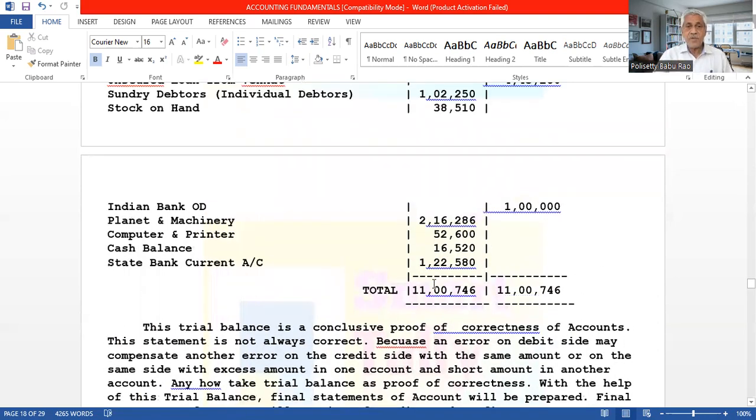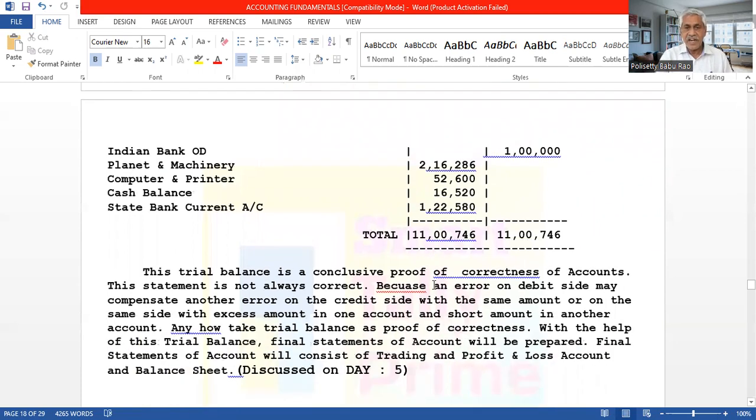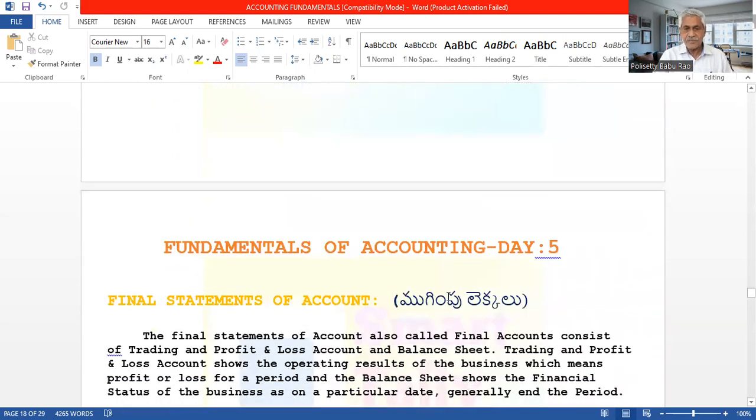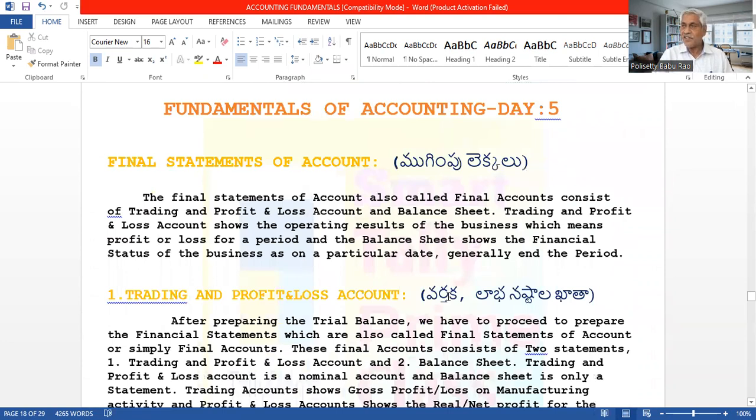Now, on the basis of the trial balance, we go further and prepare the final statements of accounts, or final statements of business. Final statements mean the financial reports: for carrying on the business for one year or for some period, what is the result? Whether you earned a profit or sustained a loss. That is called the result of the business.